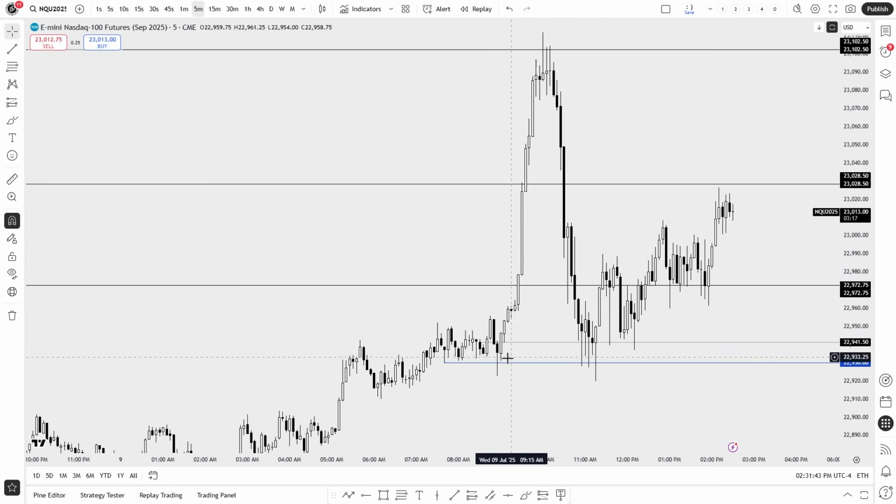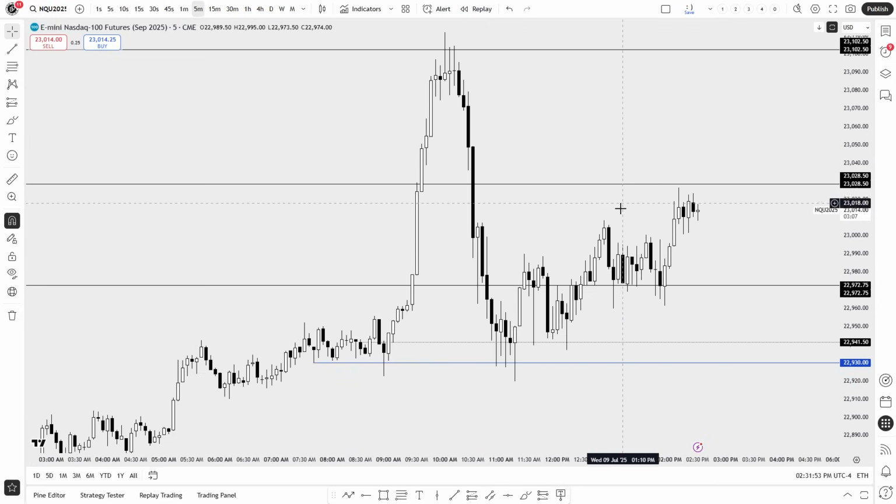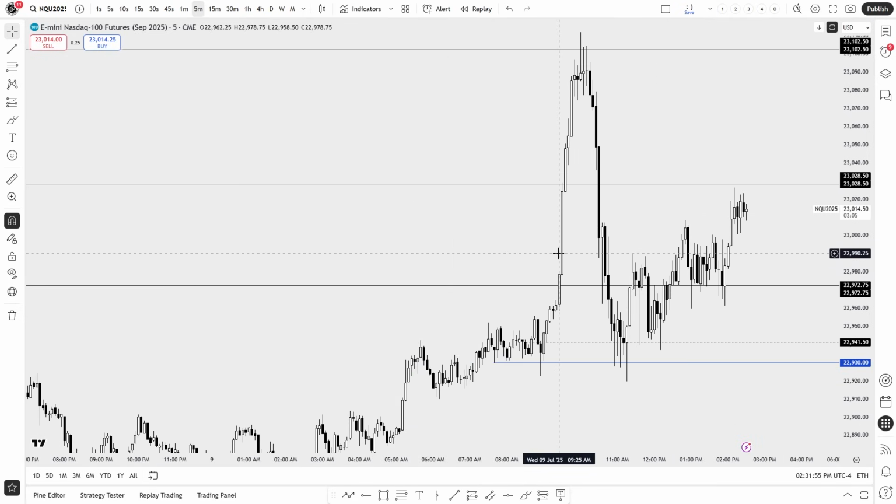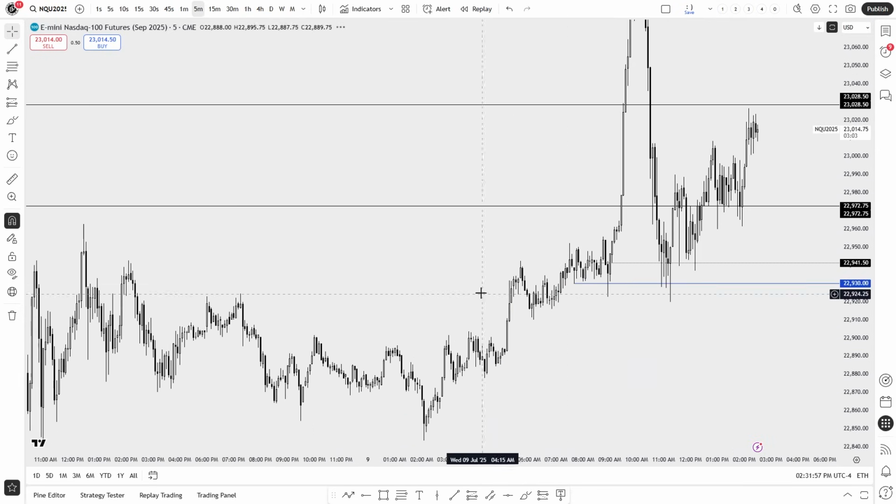This is the turtle soup that I'm interested in at a time between 8:30 to 11 a.m. when we're likely to see volatility. You need volatility. If you don't have volatility, it's going to take out an old high and it's just going to consolidate. So it needs to be at a time where we're likely to see price movements.